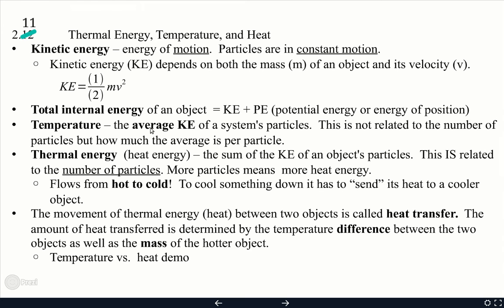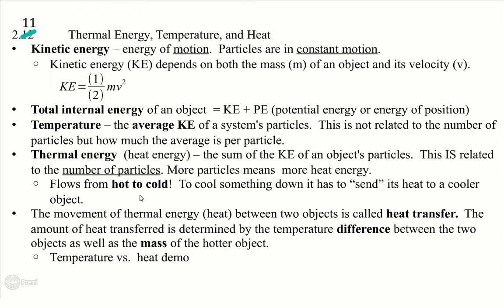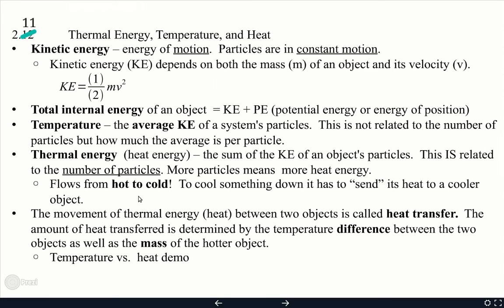Thermal energy, heat energy again, is the sum. So temperature is an average, but thermal energy is the sum of the kinetic energy. It is related to the number of particles. The more particles you have, the more heat you have. And energy always flows from hot things to cold. So to cool something down, it has to send its energy to something else, to a cooler object. And we're going to do a demonstration when we're together about the difference between thermal energy and temperature. But remember, thermal energy deals with a sum, and so the more particles you have, the more thermal energy you have. Temperature deals with the average kinetic energy.